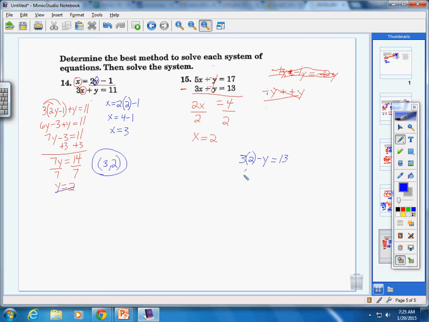And guys, now we just have to solve for y. So I'm going to subtract 6 from both sides. I'm left with negative y equals 7. So if this is negative 1y, we've got to divide by negative 1 on both sides. And you should be left with y equals negative 7. My final answer better be 2, comma, negative 7.